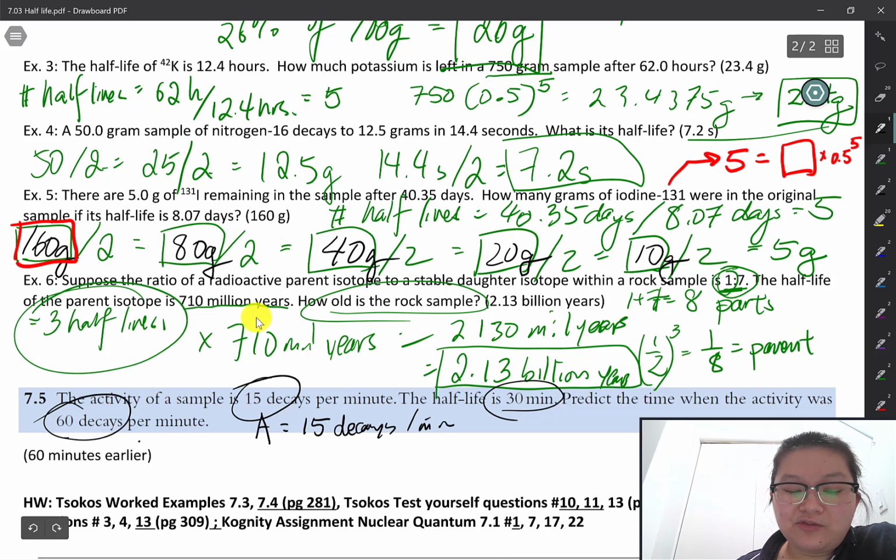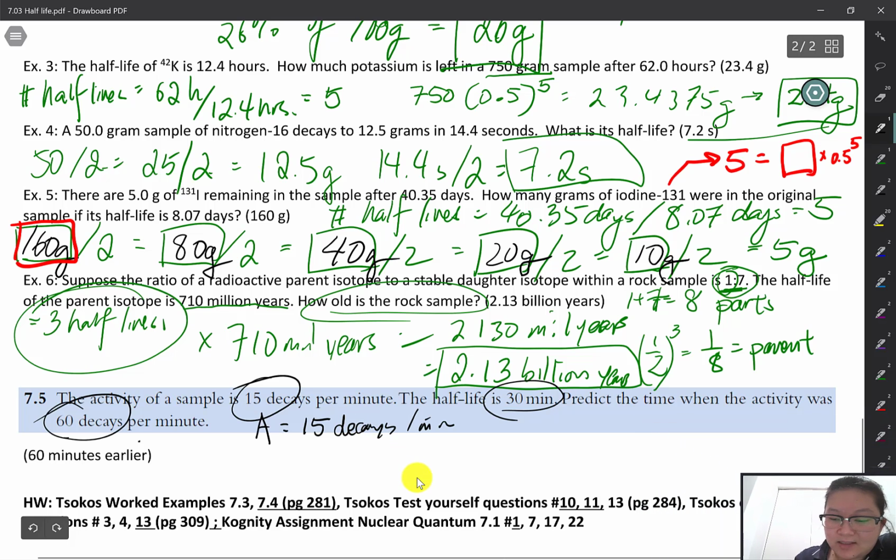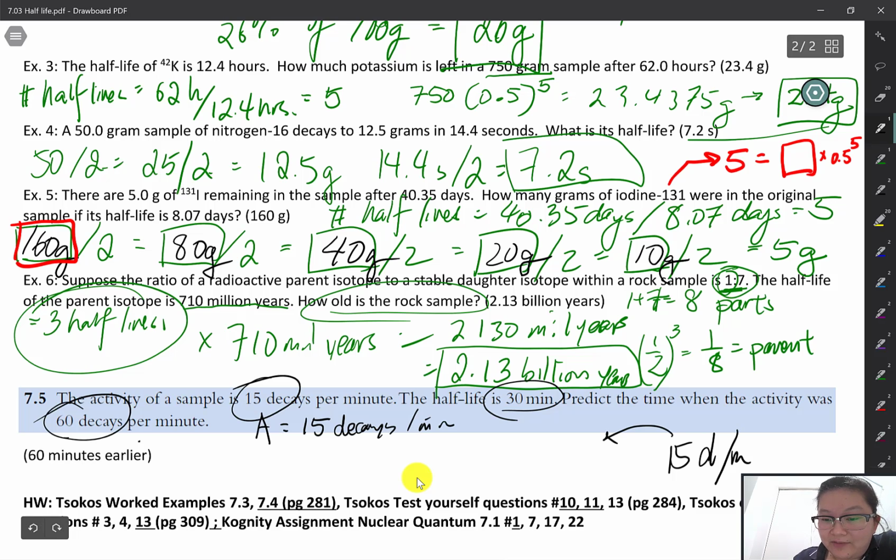So if we go back 1 half-life, let's write this here. 15 decays per minute. I'm going to write it like that. It looks really bad. But 1 half-life ago, I'm going to put 1 half-life as L, as life. Actually, you know what? Since 1 half-life is 30 minutes, let's put 30 minutes. 30 minutes ago, the activity was twice as high. So that would have been 30 decays per minute. Okay, that's not quite 60 decays per minute.